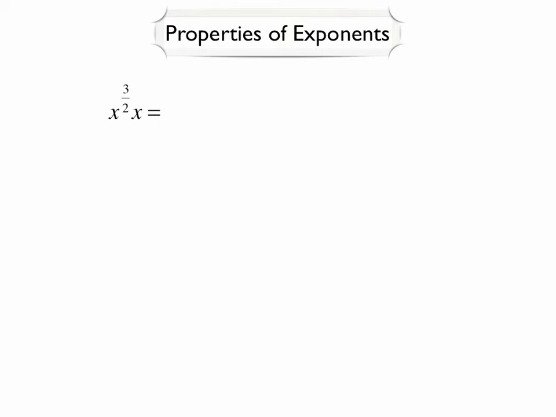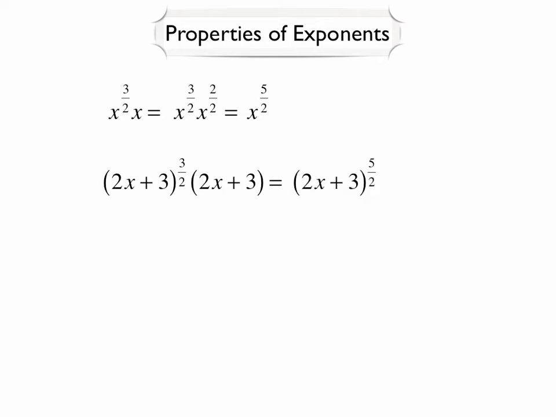So my exponents are 3/2 and 1. We don't really write the 1 if we don't need to. If you have a hard time with adding 3/2 and 1, change it to 2/2. So 3/2 plus 2/2 is 5/2. This is pretty much identical, the second problem, to the first problem. The only thing that's changed here is our base. Our base is now 2x plus 3. So again, if we have two bases and we're multiplying them together, we add our exponents. So my final answer would be 2x plus 3 to the 5/2 power.